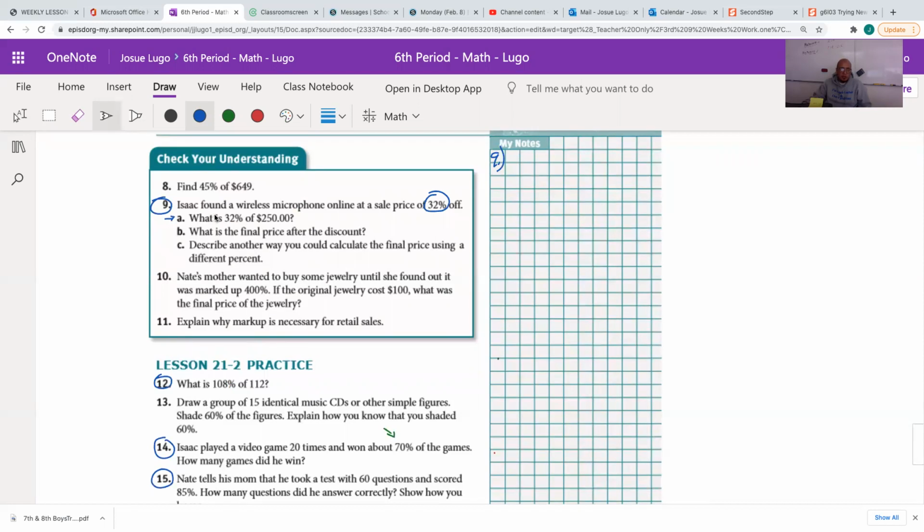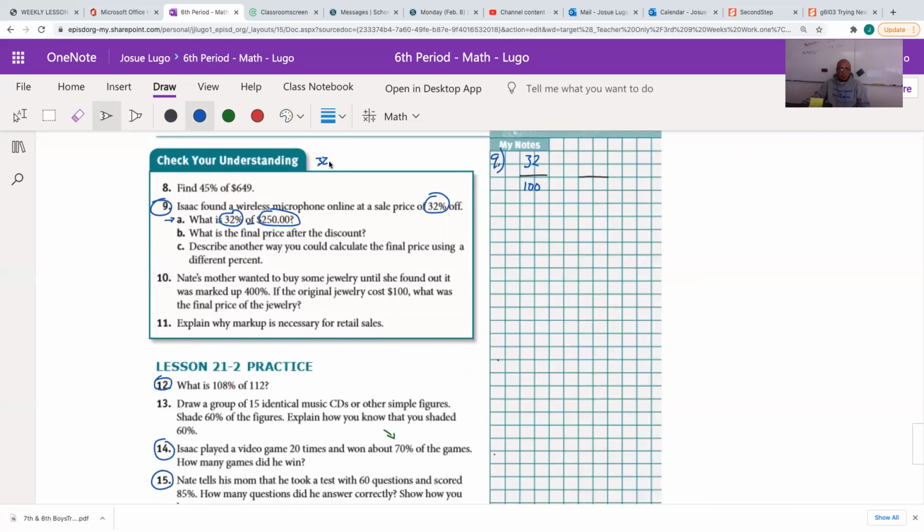So let's do letter A. What is 32% off of $250? In other words, the original price of the microphone is $250, but we want to know what 32% of this amount is. So let's write our 2 ratios, ladies and gentlemen. By now, you should know that we're going to have 2 ratios. One of these ratios is going to be 32 over 100, because 32% is the exact same thing as 32 over 100, right? All right, so that's my ratio.